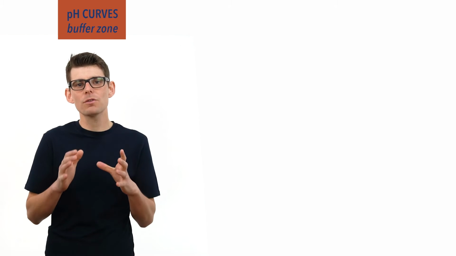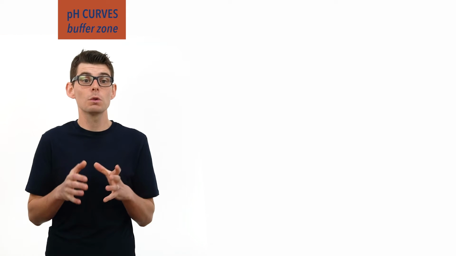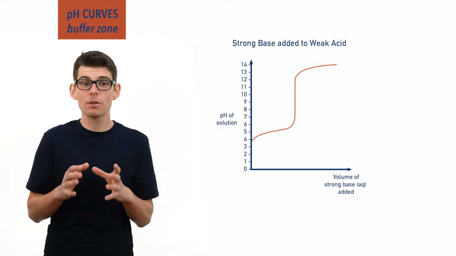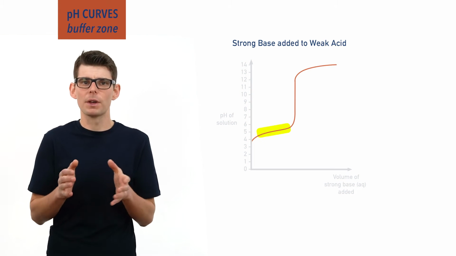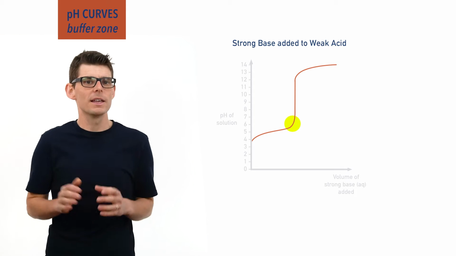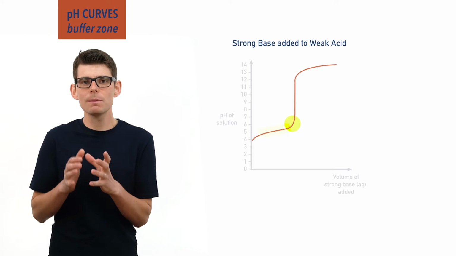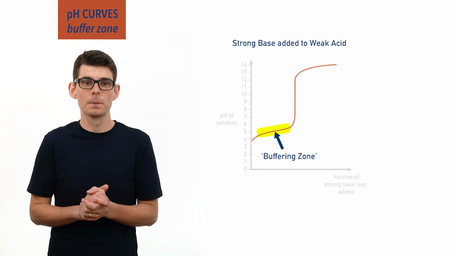One of the most interesting curves to investigate is the addition of a strong base to a weak acid. In this graph, we can see a sharp increase in the pH initially, and then the pH change is very gradual, before, bang, it suddenly changes again. This region of minimal change in pH is referred to as the buffer zone.